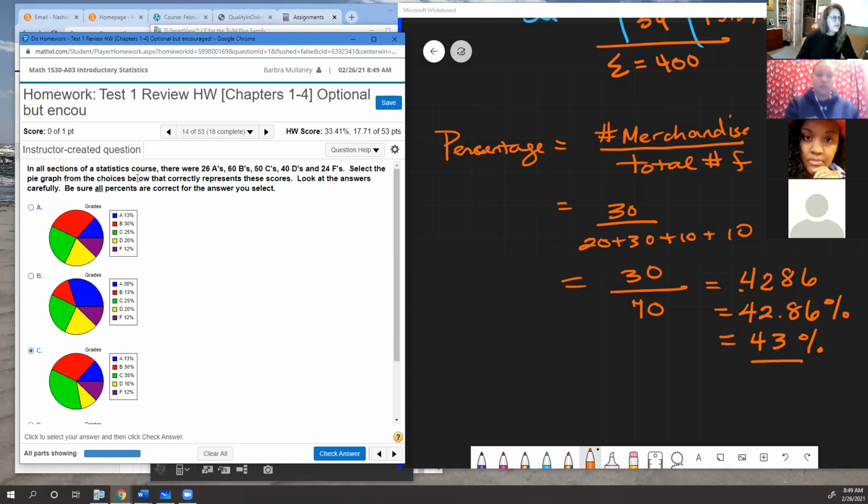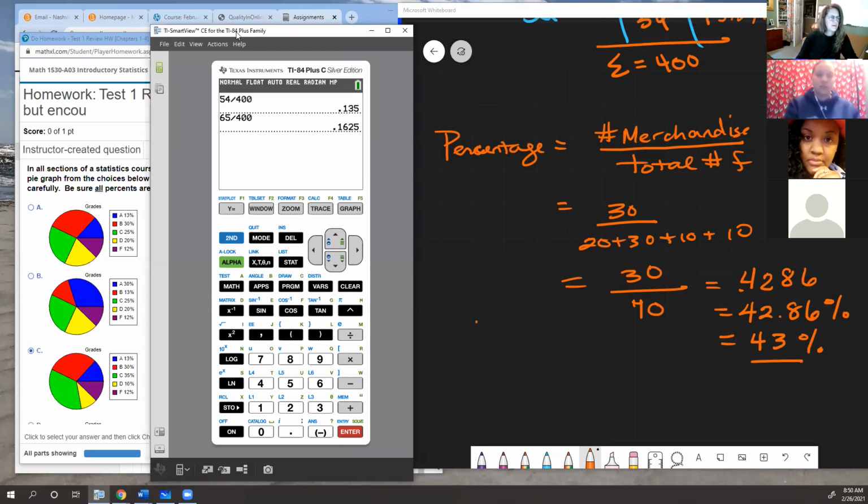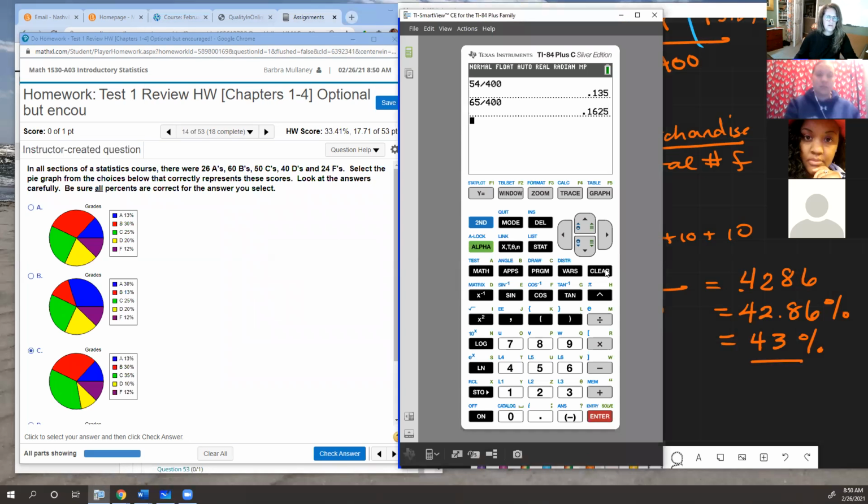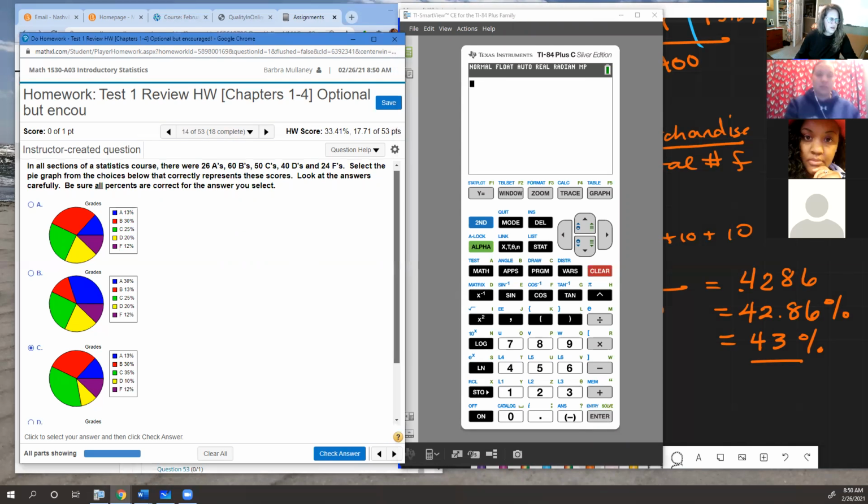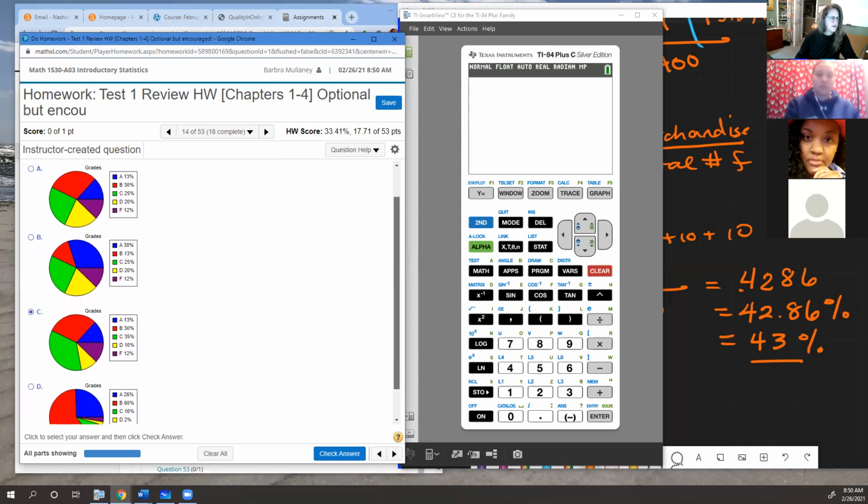All right, so we have in a statistics course 26 A's, 60 B's, 50 C's, 40 D's, and 24 F's. Select the pie graph that correctly represents the scores. All right, so y'all choose A, B, C, or D.